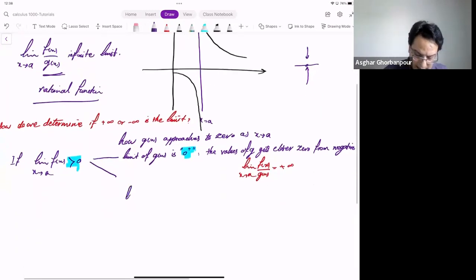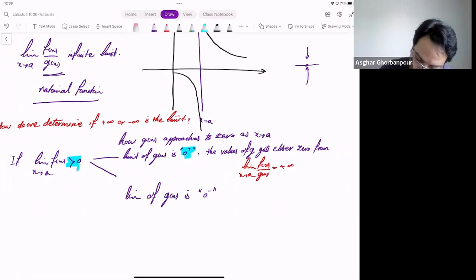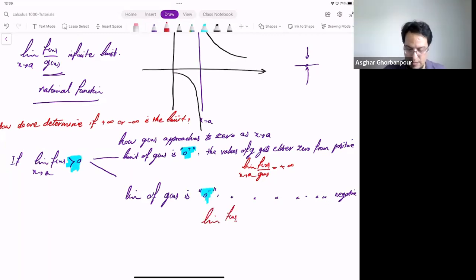If the limit of g of x is zero minus, oh, sorry, I did write negative, but I wrote positive. Okay, this is the positive sign. And the values of g get closer to zero from the negative side. Then this is positive, and this is negative, you multiply, you get a negative sign. It means that you have to do a little bit more work to be able to precisely find if the limit is plus infinity or negative infinity.